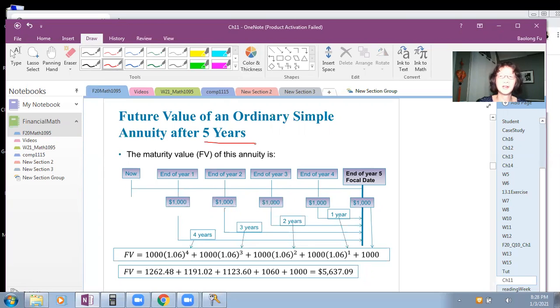Okay. We use the same example from the previous slide. End of year 1, you have 1,000, end of year 2, 1,000, etc. End of year 5, you have 1,000. So the question is, what is the total value here at the end of year 5?